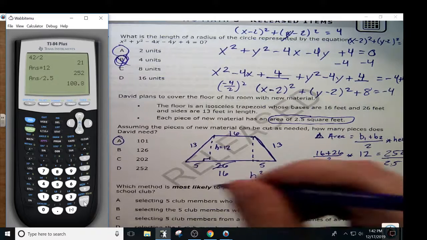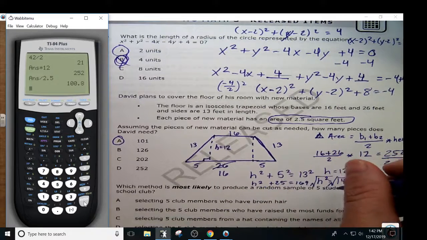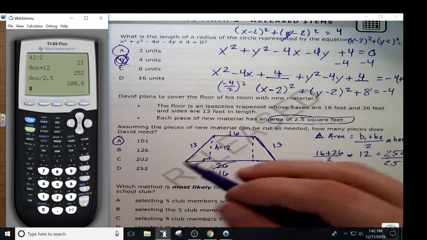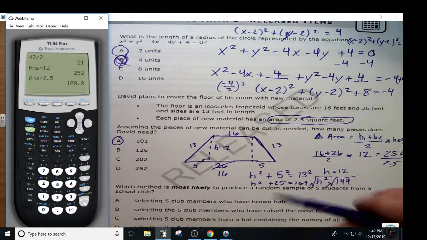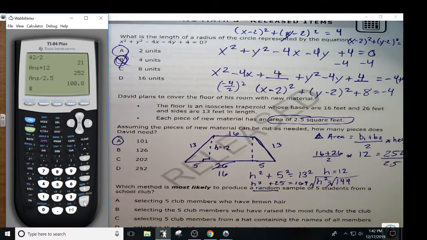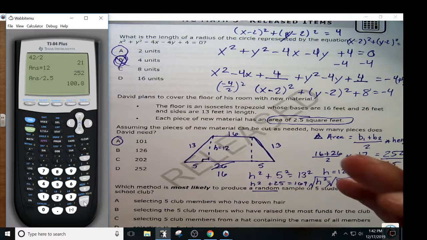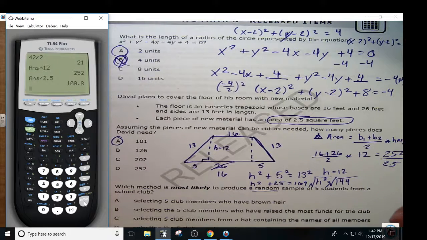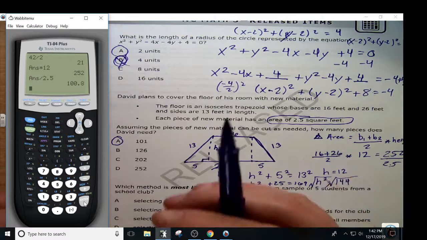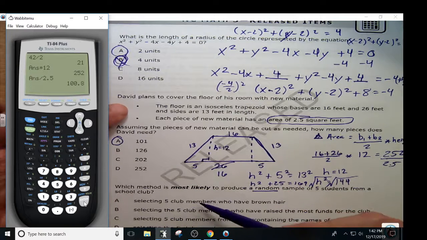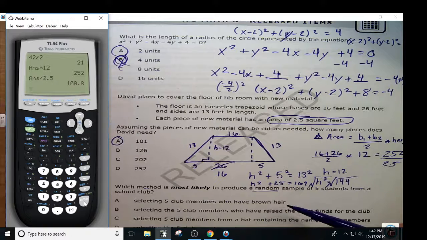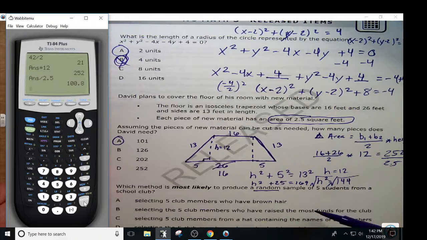Now, which method is most likely to produce a random sample of five students from a school club? Now notice the key here is random. That's the key word here. To be random, everything has to be completely random. So now, selecting 5 club members who have brown hair. Well, if you pick only the brown hair people, that's not random. Selecting the 5 club members who have raised the most funds for the club, that is not random because you have to look and you're manipulating the survey there.